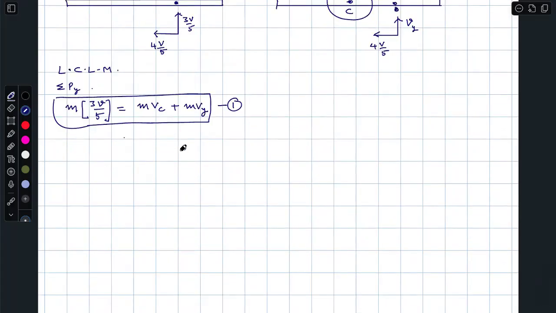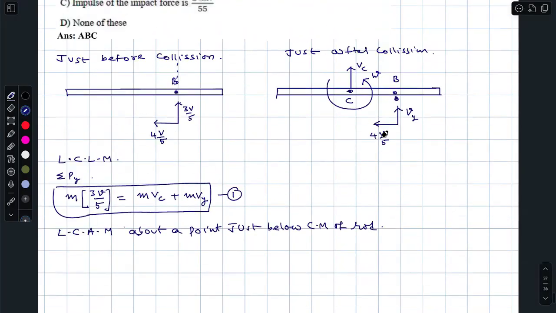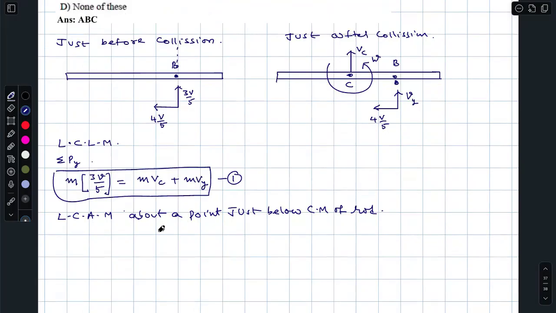Next, law of conservation of angular momentum about a point just below the center of mass of a rod. What will you get? Initial angular momentum m 3v by 5 times L by 4, because you said this distance is L by 4.